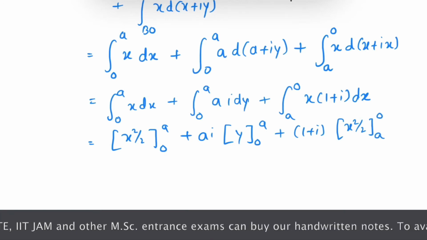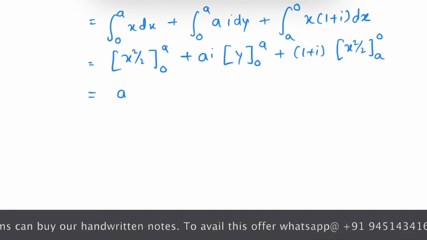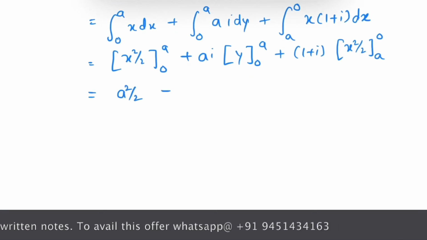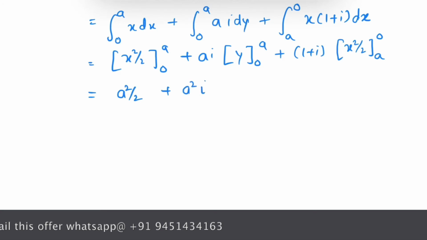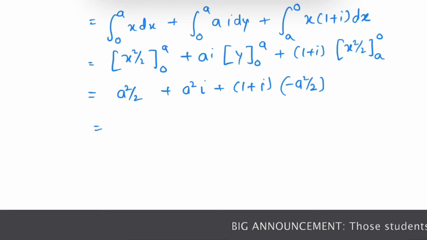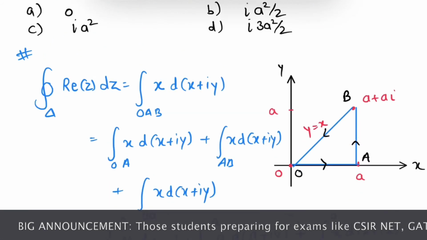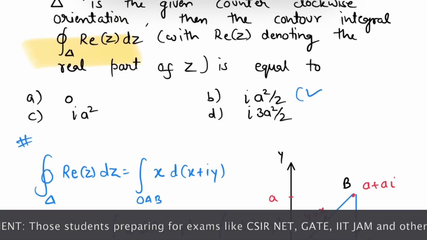Now let's put the limit. So after putting the limit we will get a square over 2 plus a square iota plus 1 plus iota times minus a square over 2. After simplification we'll get a square over 2 iota. So you can see option B is correct.